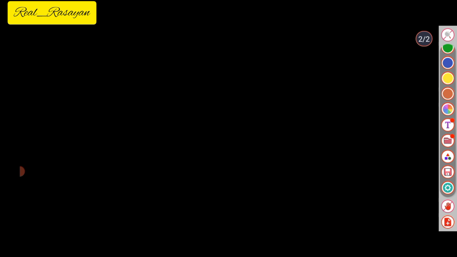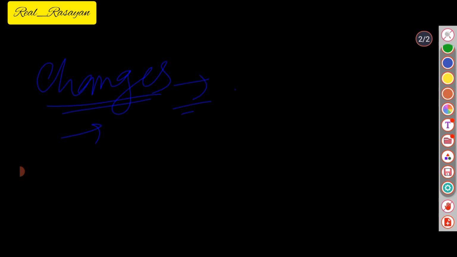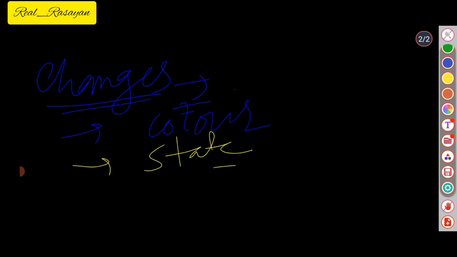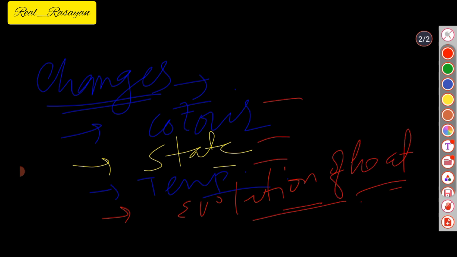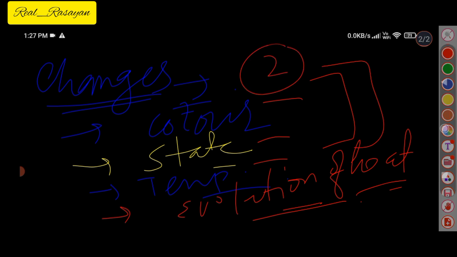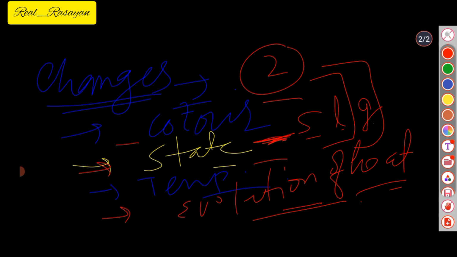Next point is the changes carried out during a chemical reaction. The first one is a change in color. Second is a change in state. Next is a change in temperature during the chemical reaction. And then evolution of heat. Maybe half marks. This point will cover a 2 marks question. So must remember these 4 points. Change in color takes place, change in the state like physical state, solid, liquid, gas, and temperature change during the chemical reaction, and then evolution of heat.